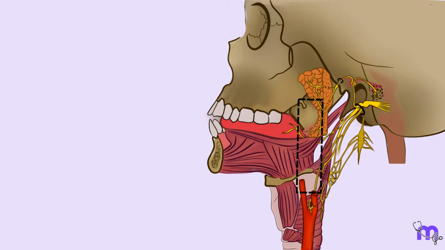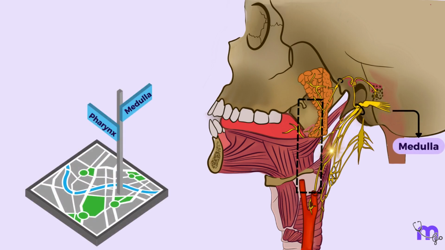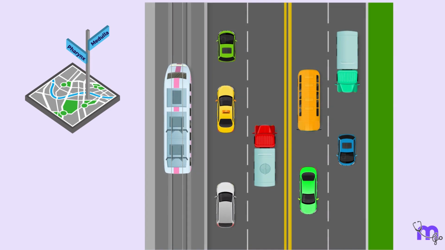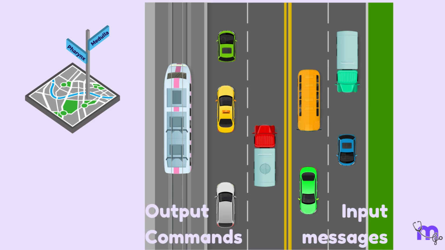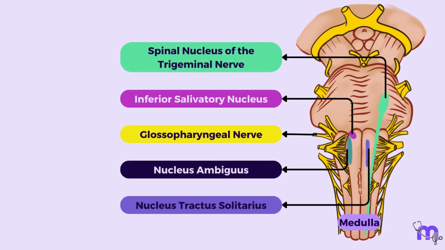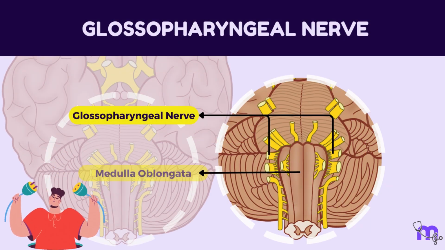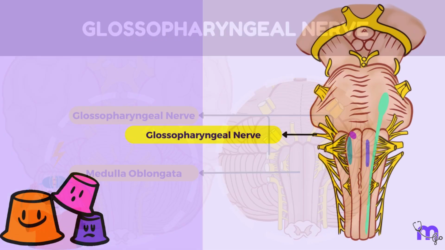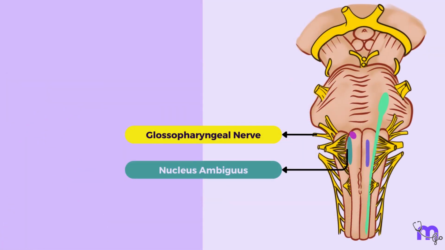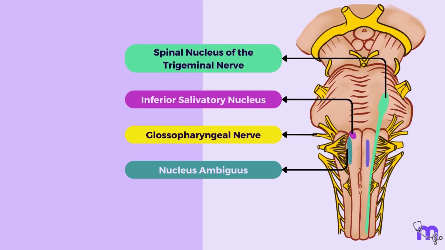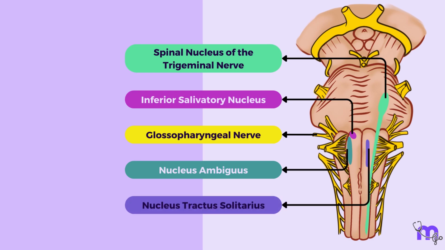The glossopharyngeal nerve is a communication pathway between the medulla and the pharynx. Now, this pathway has 2 types of lanes, one for input messages and another for output commands. The areas within the medulla where these lanes originate are called nuclei, and they are like the nerve's control centers. The glossopharyngeal nerve has deep connections within the medulla oblongata. Its 4 nuclei are nucleus ambiguus, inferior salivatory nucleus, spinal nucleus of the trigeminal nerve, and nucleus tractus solitarius.